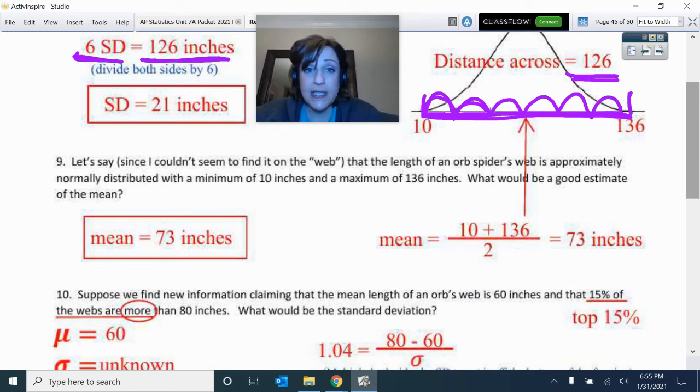And then you can use that same idea to find the mean, because it would be smack dab in the middle. So I just averaged the min and the max by adding them and dividing by 2. So the average is about 73.